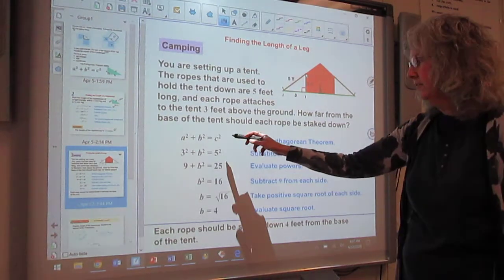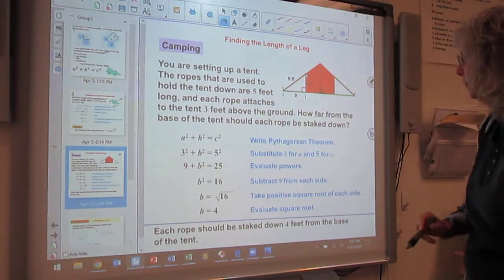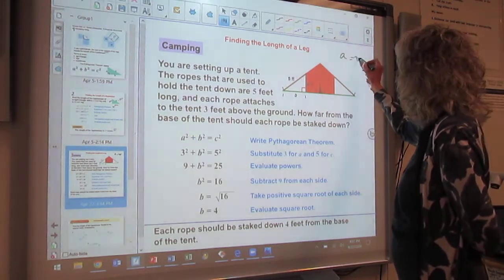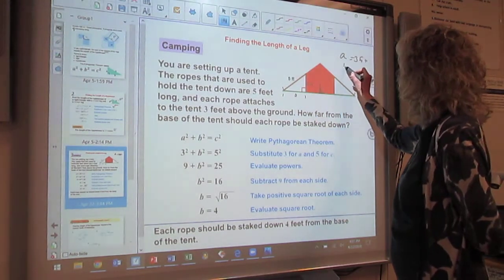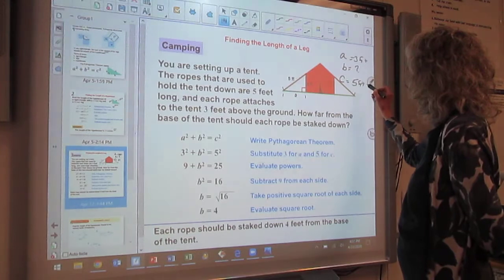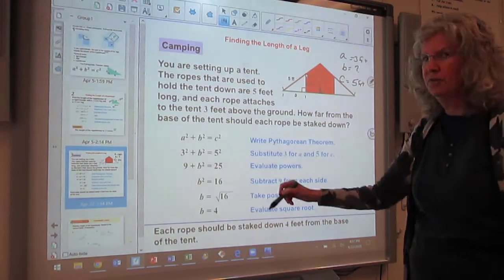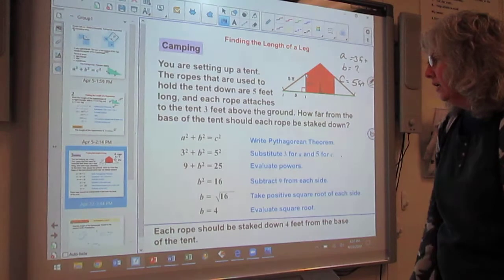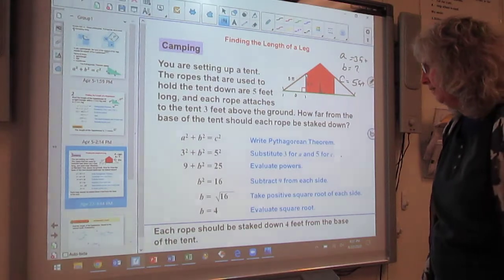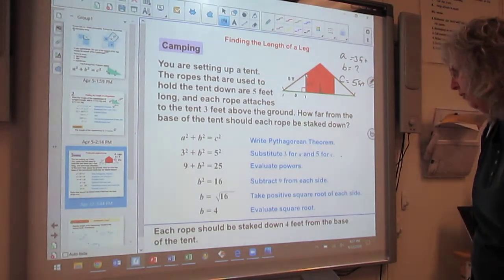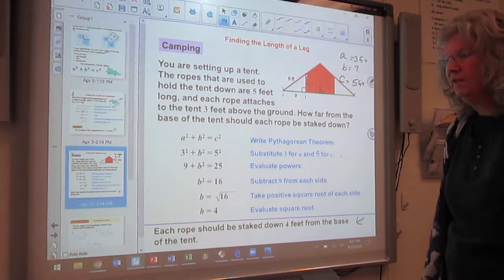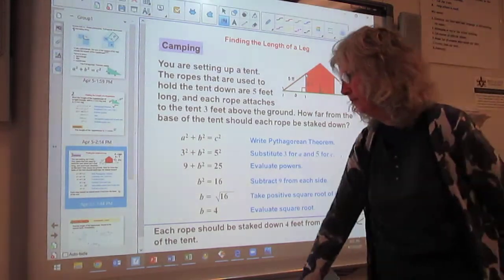Well, let's put down our formula. A squared plus b squared equals c squared. And let's list this, okay? A is going to equal 3 feet. B is our unknown. And c is our hypotenuse, which is 5 feet. List that data and let's plug it in with direct substitution right here. 3 squared is 9, b squared stays, 5 squared is 25. You could follow that down to a b of 4. Answer the question. Each rope will be staked 4 feet from the base.